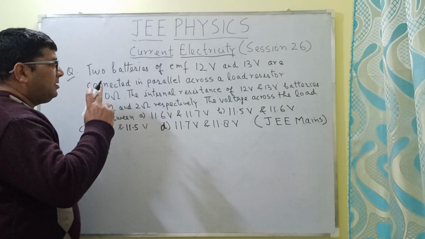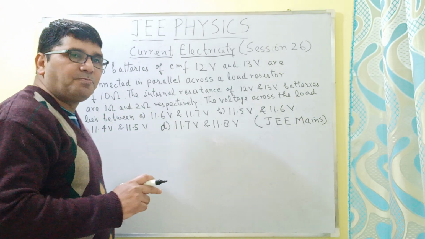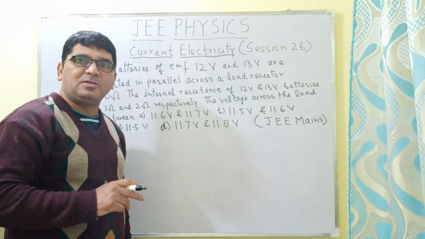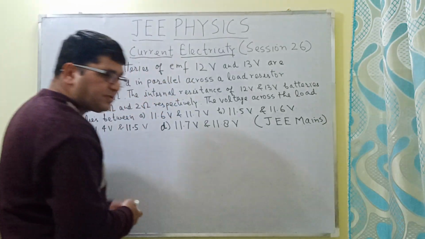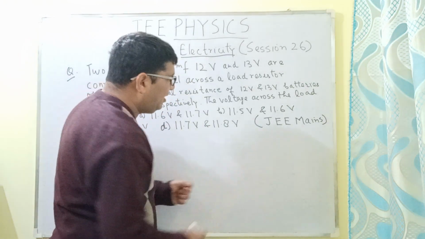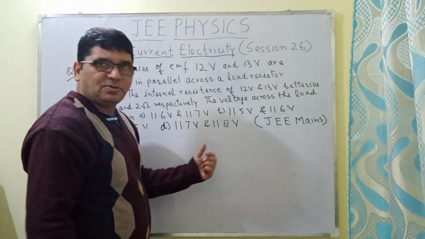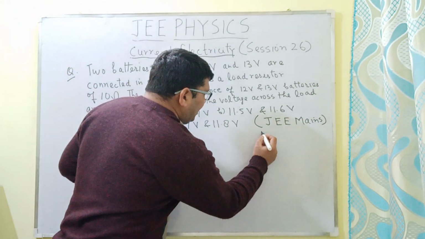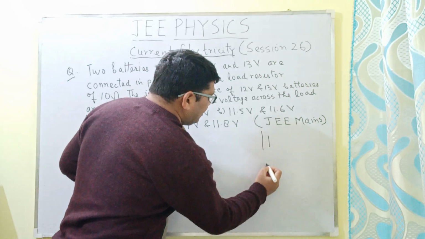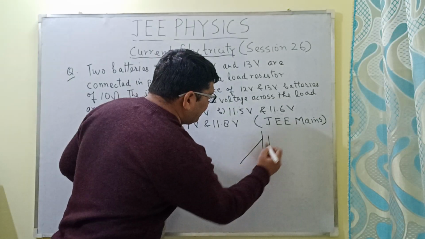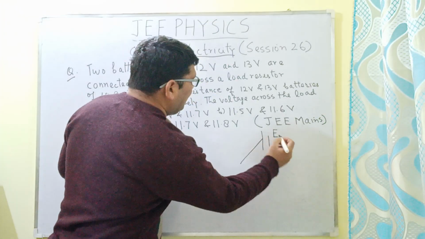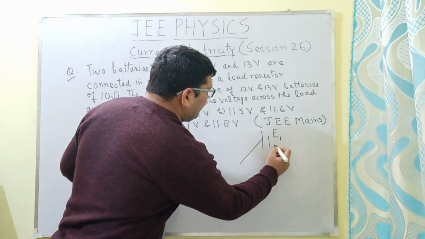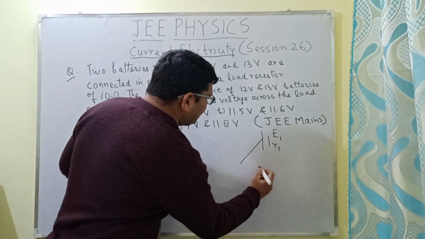So this is a question based on the concept of parallel grouping. I will try to explain the concept of parallel grouping with the help of an example, and thereafter we will solve this question. So let us consider this cell, say it is E1. That is, the EMF value of this cell is E1, and the internal resistance is R1.